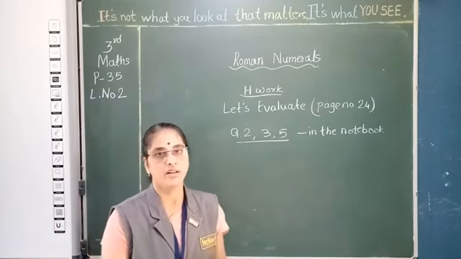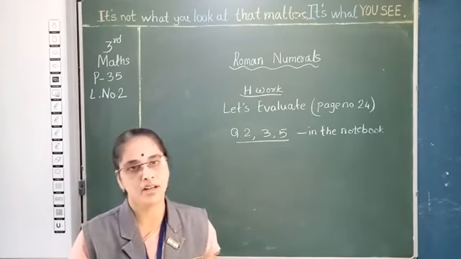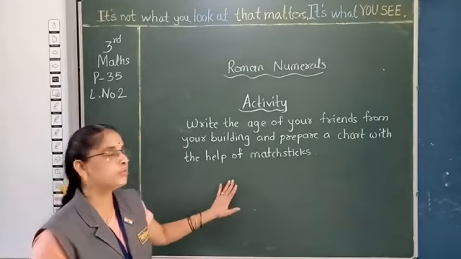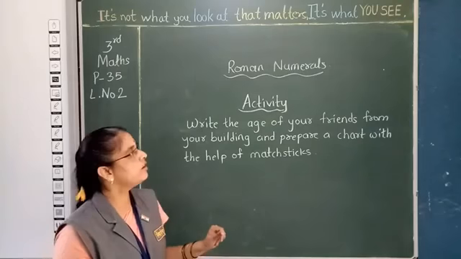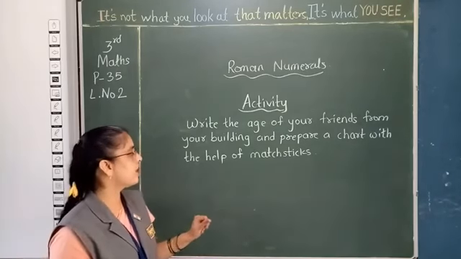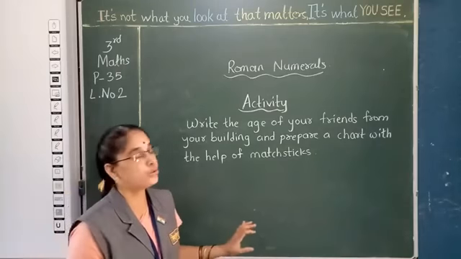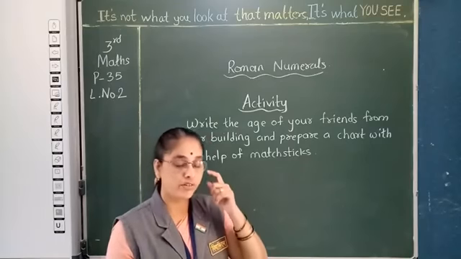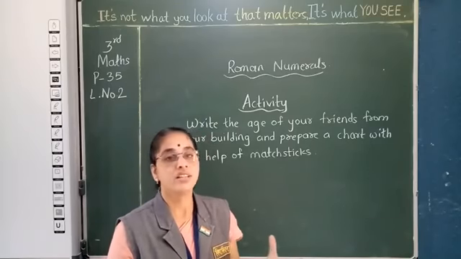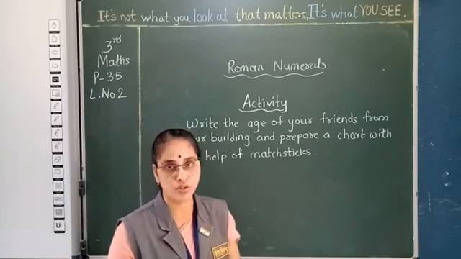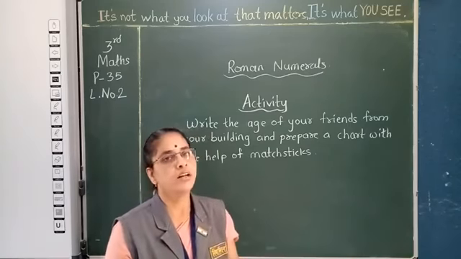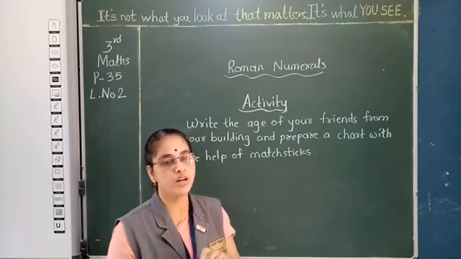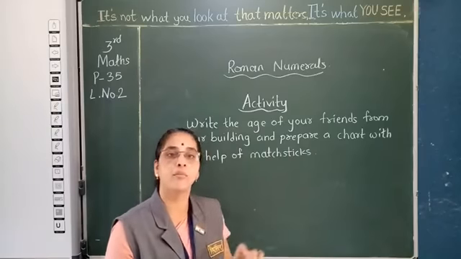Now, based on this Roman numeral system, students, I am going to give you one activity. So be ready with your notebook and pencil and copy out that activity. So students, this is your activity which is based on Roman numerals. Write the age of your friends from your building and prepare a chart with the help of Roman numerals. Now what are you going to do? You are going to take any 4 or 5 friends from your building or from the ground, and make a list of the friends. You are going to write their age, and represent that number in Roman numerals.